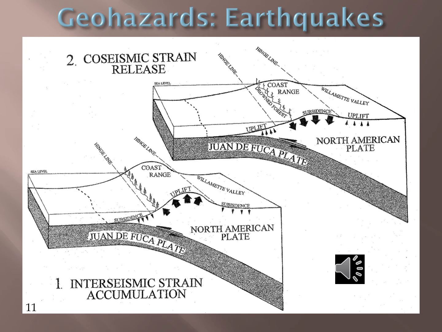Chile experienced a 9.5 magnitude event in 1960, with the Chilean coastal areas experiencing as much as 6 feet of coseismic release.